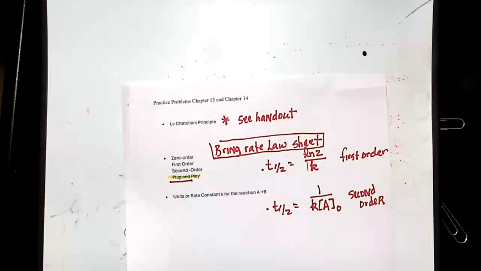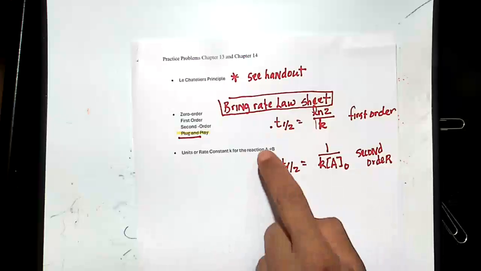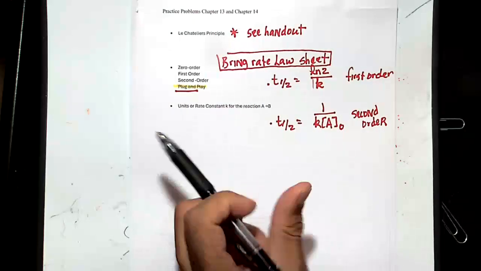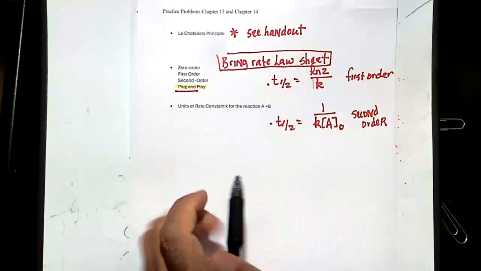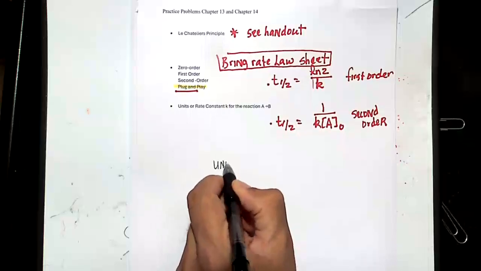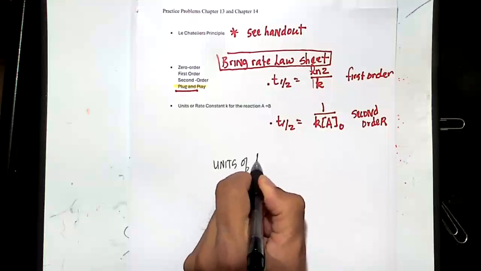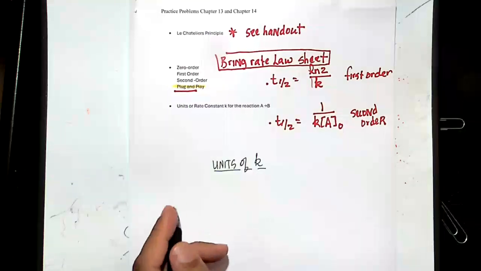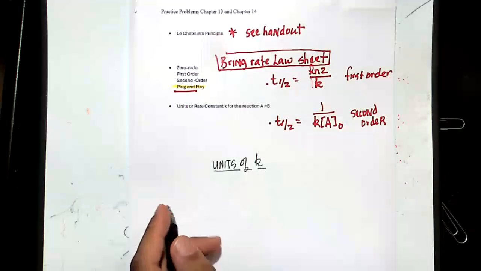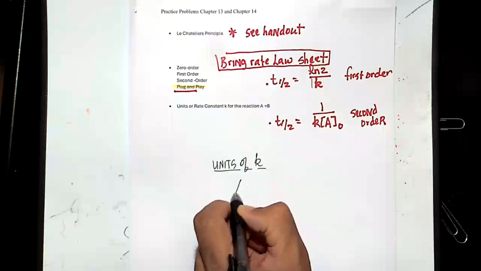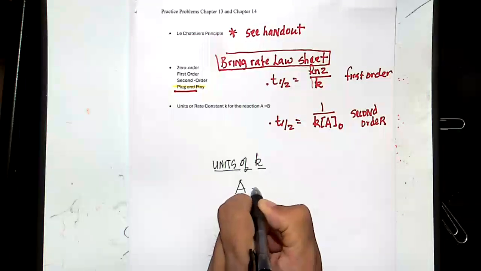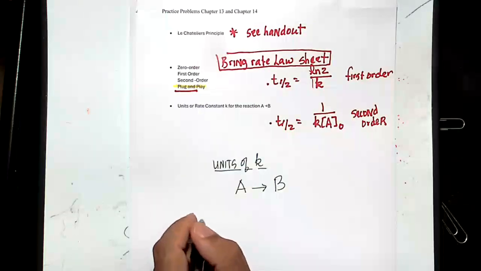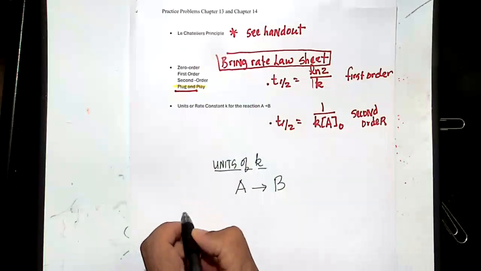All right, the final thing I want to go over are units of K, and this will be the last thing for the exam. Units of the rate constant K. All right, so let's talk about the reaction A goes to B. Let's say A decays with zero order kinetics.